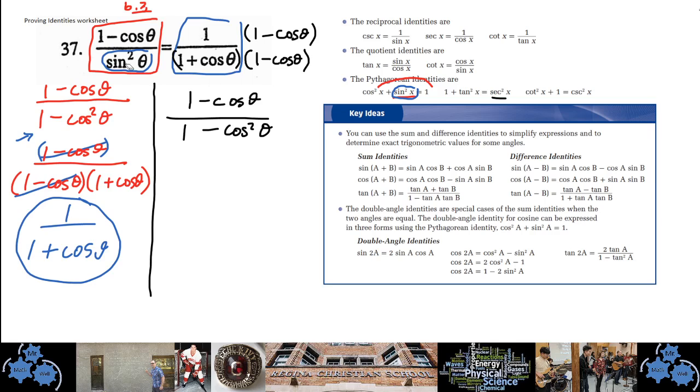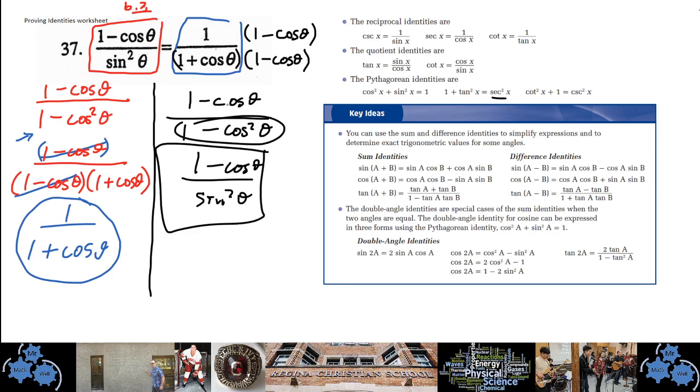Keep in mind, this is what we're aiming for over here. So 1 minus cos squared theta is what? Well, again, look at your identity right here: 1 minus cos squared equals sine squared. So this can be substituted for sine squared. And there you have it. Now you've made the right side look like the left side. So two different ways. When one side is not clearly more complex than the other, you often can choose any side you wish. So that's number 37.